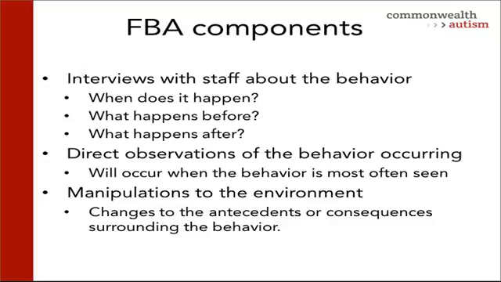Components of a functional behavior assessment are interviews with staff about behavior, where your behavior analyst will likely ask things like, when does it happen? What happens before? What happens after? There'll be direct observations of the behavior occurring, where your behavior analyst will come and observe the student when the behavior is most often occurring or able to be seen. And then they also may manipulate the environment. So they may change the antecedents or consequences surrounding the behavior to kind of see what happens.